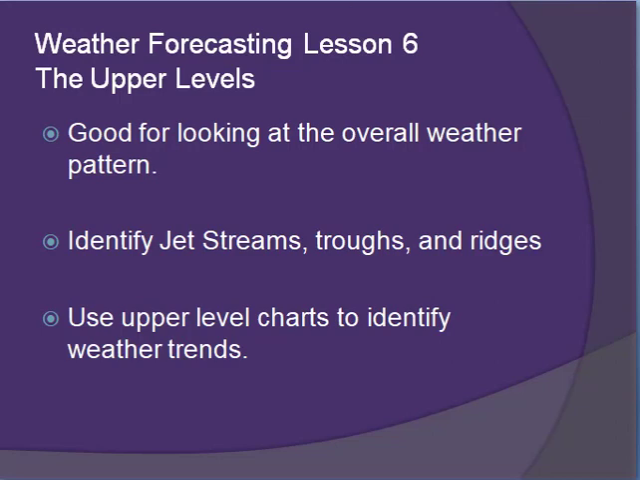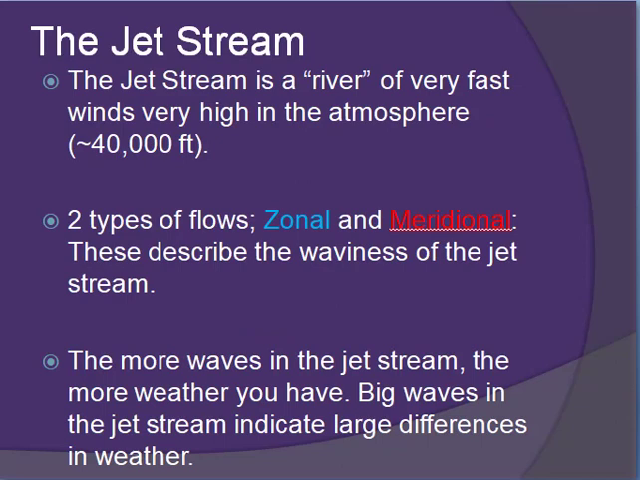So when we talk about the jet stream, we're really talking about the river of wind that flows high aloft in our atmosphere. Roughly about 40,000 feet would be the top of the jet stream, and this is why planes travel that high up, because it is easier for them sometimes to ride in the jet stream. When we look at jet stream patterns, especially in the United States, we really look at two types of flows. We look for zonal flows and what is called meridional flows.